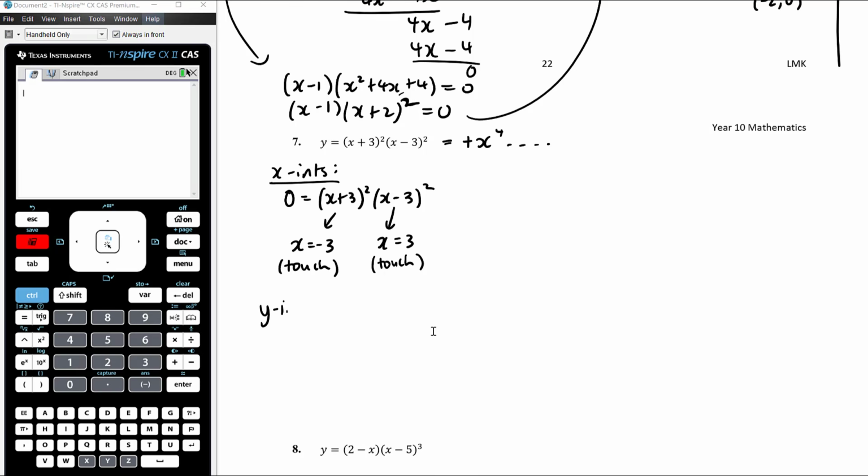Let's think about our y-intercept. So let's let x equal 0. So it's going to be 3 squared times negative 3 squared. So that's 9 times 9. So big y-intercept at 81.